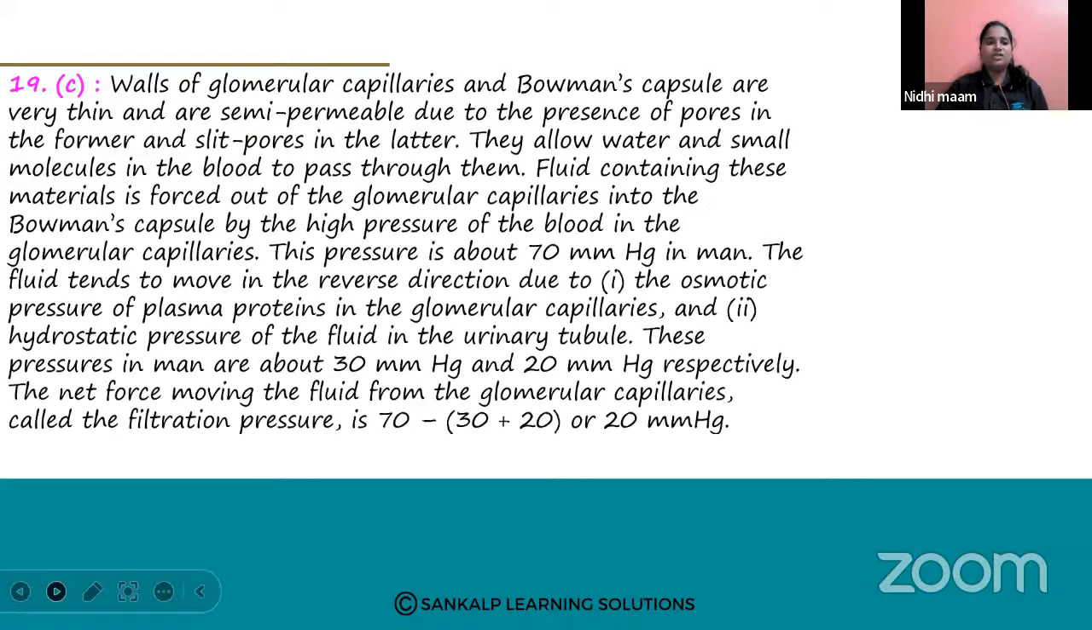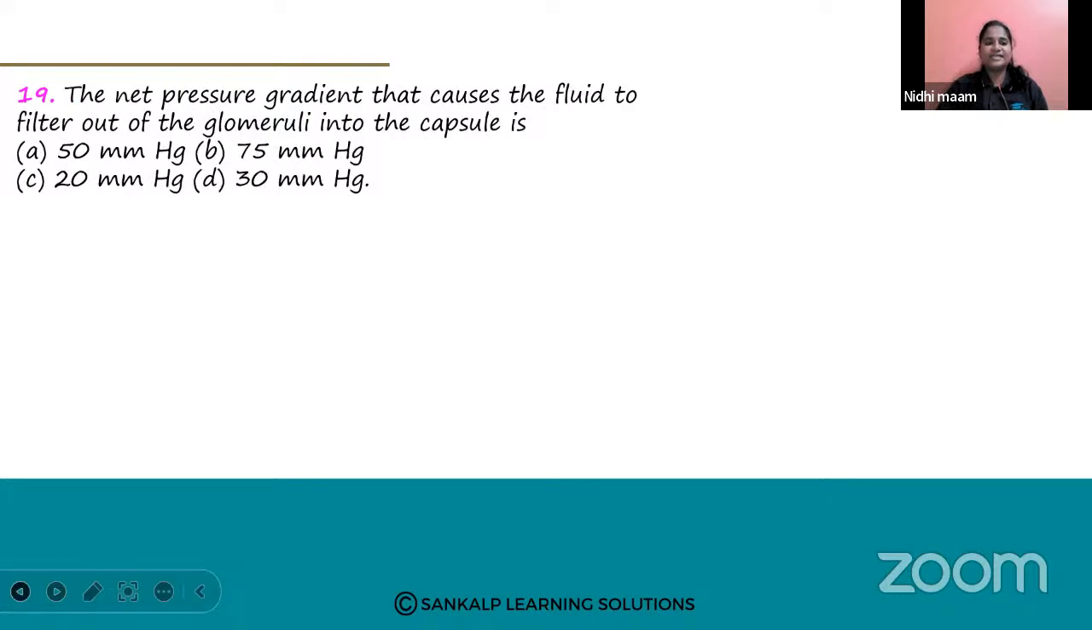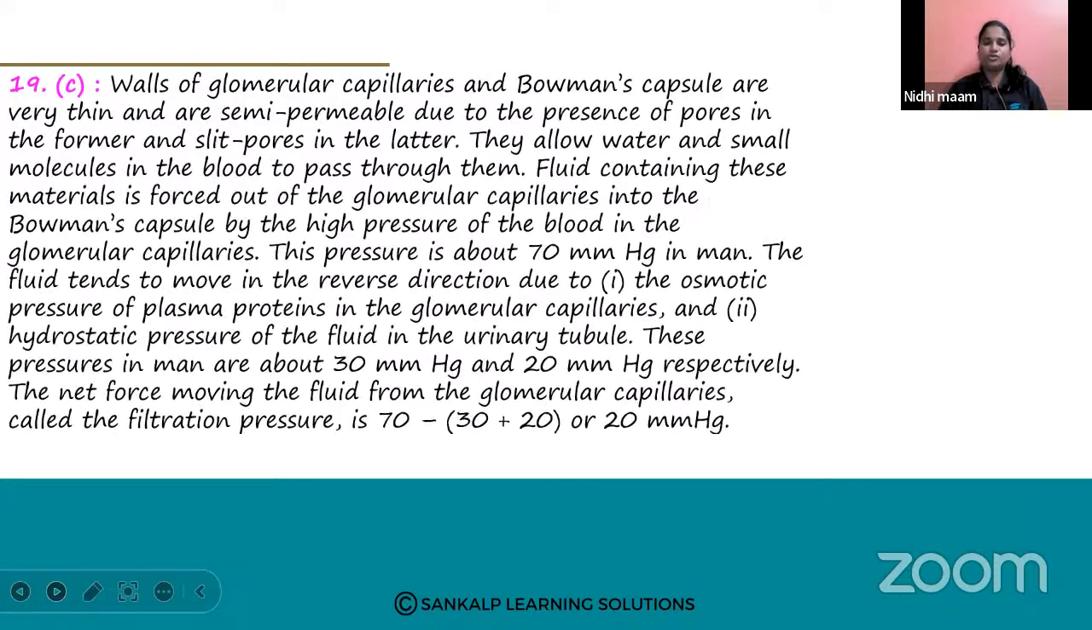Okay. So the right answer here is option C, 20 mmHg. As the lesson is not completed, you may not be able to understand it, so let me explain. You can call it the glomerulus. Glomerulus is made up of what? Capillaries and Bowman's capsule. Both are very thin; their walls are very thin and semi-permeable.